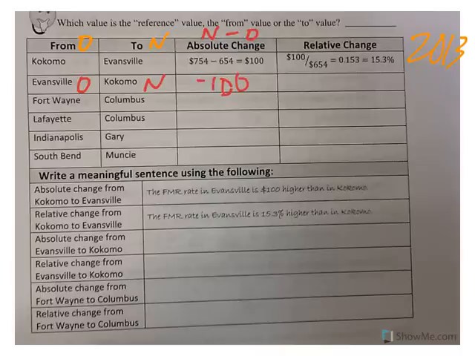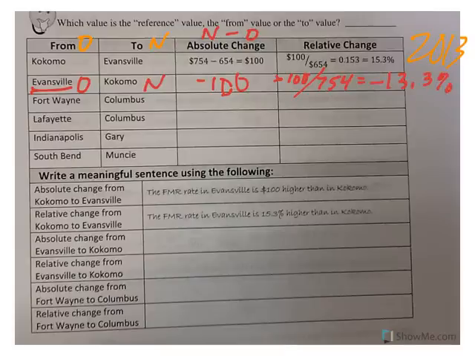Okay, so when I go to find my relative change, negative 100, remember I'm dividing by the old, and this time the old is Evansville. So the old is 754. So when I take negative 100, make sure you have the negative, divided by 754, I'm going to go straight to percentages, and I get negative 13.3%.